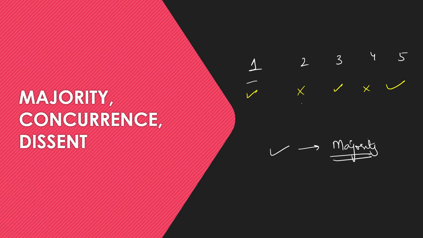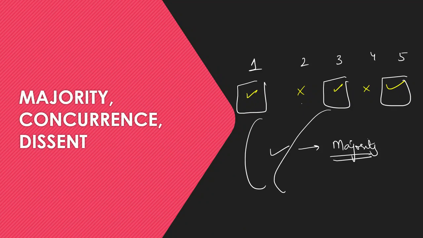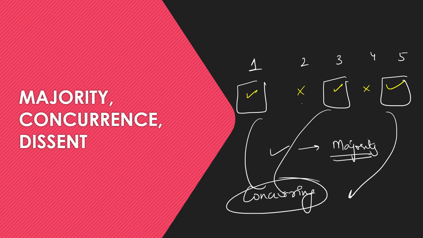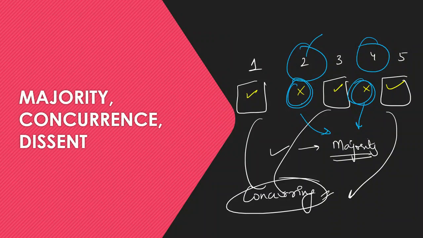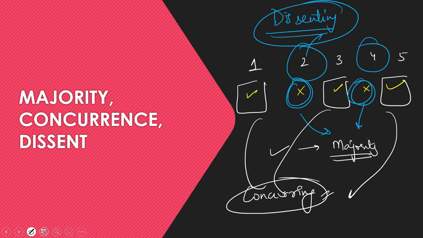Now, the ones whose decisions are in concurrence with the majority decision, these are called the concurring decisions, correct? So, Judge 1, 3, and 5 have concurring decisions, clear? On the other hand, the judges 2 and 4 who have gone against the majority decision have what are known as dissenting judgments. Very important.